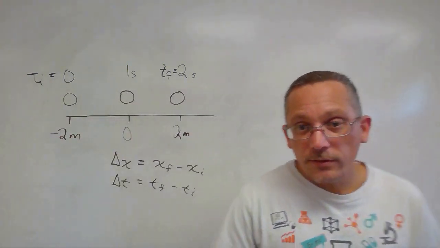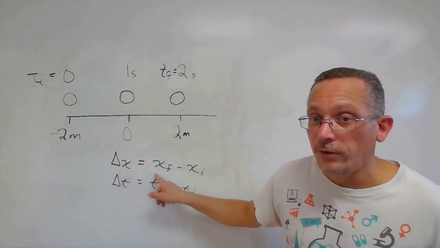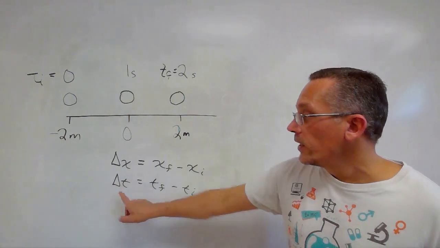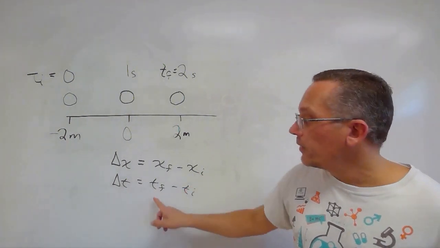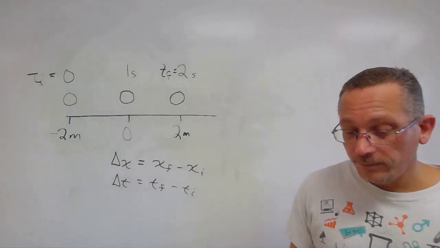So the two equations look very much the same. To find the change in position, take the final position minus the initial position. To find the change in time, take the final time minus the initial time. Pretty simple, huh?